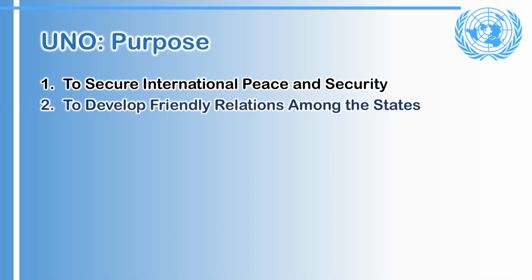To develop friendly relations among the states. The second purpose of the UN is fostering friendly relations between states based on respect for the principle of equal rights and self-determination of the people. Equal rights mean all states, be it rich or poor, small or large, have equal rights in international governance.